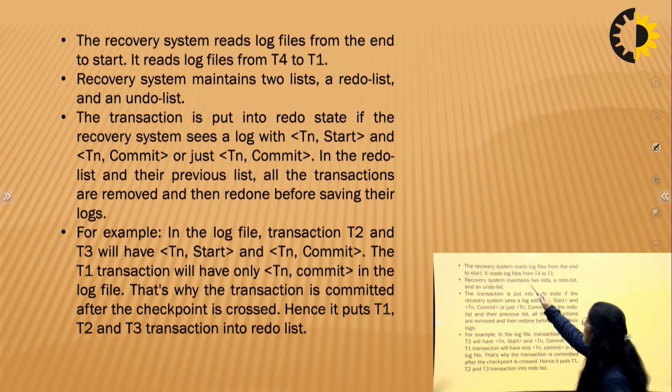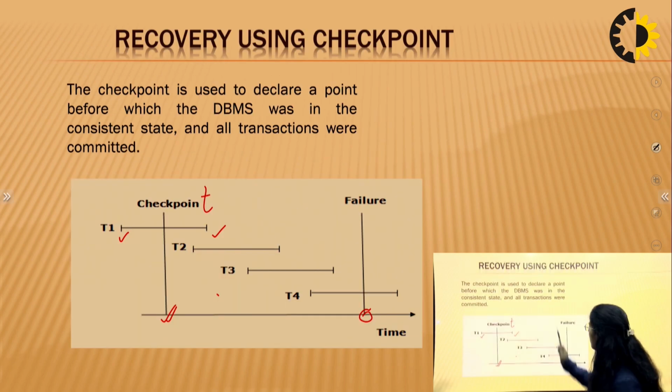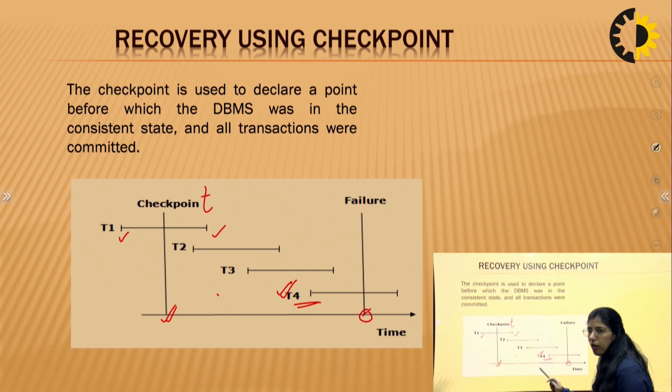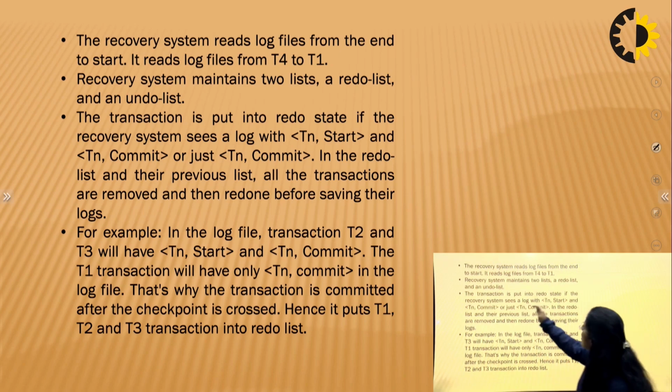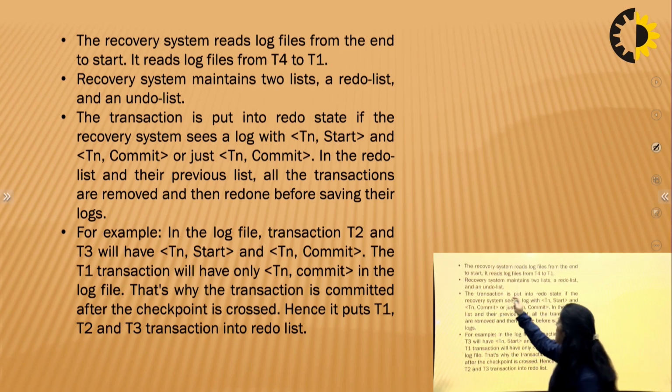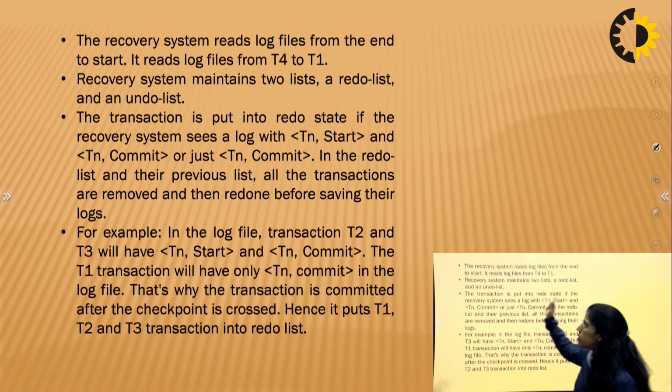The recovery system reads log files from the end to the start. It reads the log from T4. It first starts reading the log file of the T4 transaction till T1. The recovery system maintains 2 lists, a redo list and an undo list.